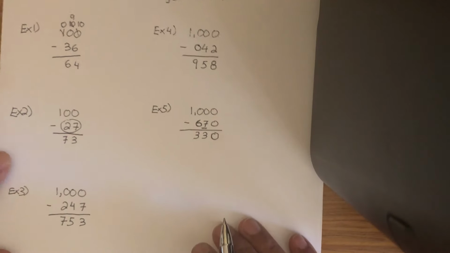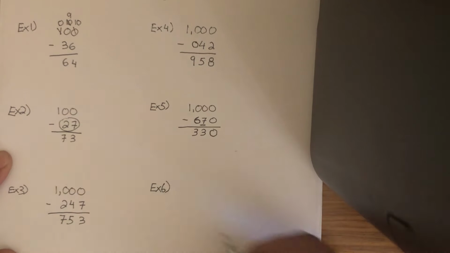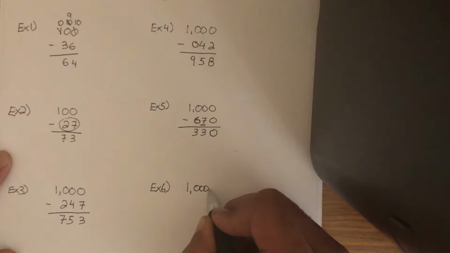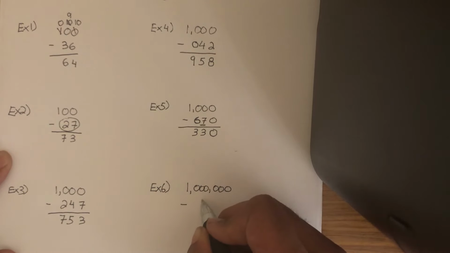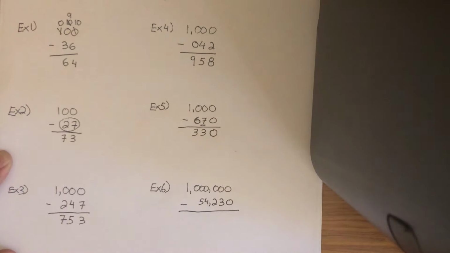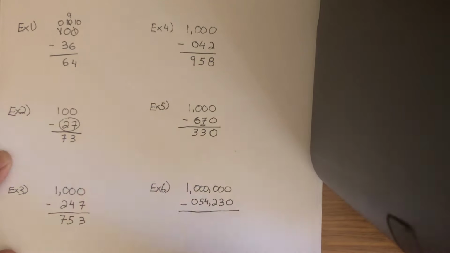Okay, let's do a couple more. Let's just extend this, all right? So let's say 1,000,000. That's 1 followed by 6 zeros. Let's say minus 54,230. This is a good example to really understand everything that's going on here. So here's the way I think about it. First of all, I need to add an extra 0 here because the number of digits here has to match the number of zeros here. So first thing I'm going to do is add a 0 here.